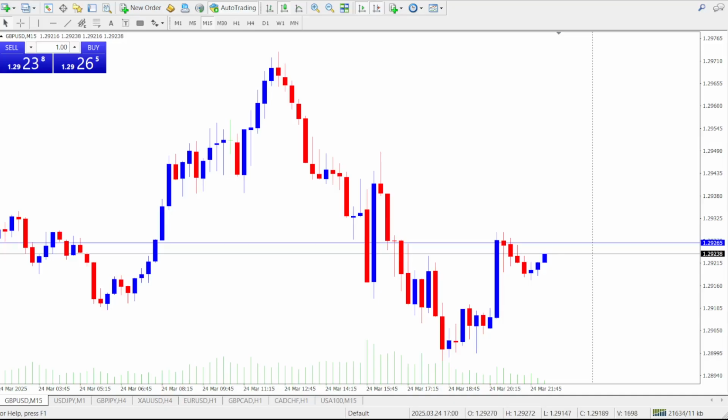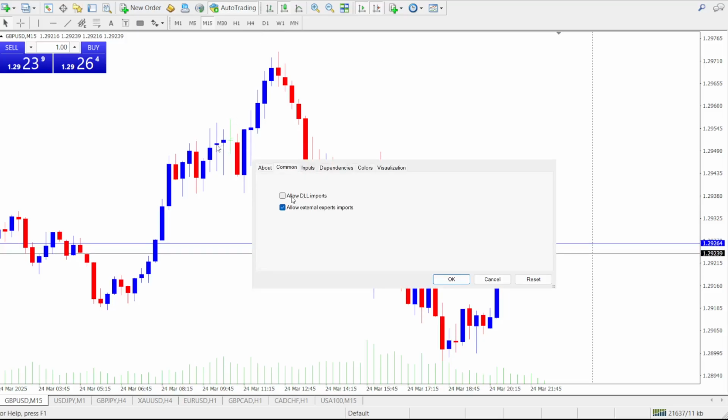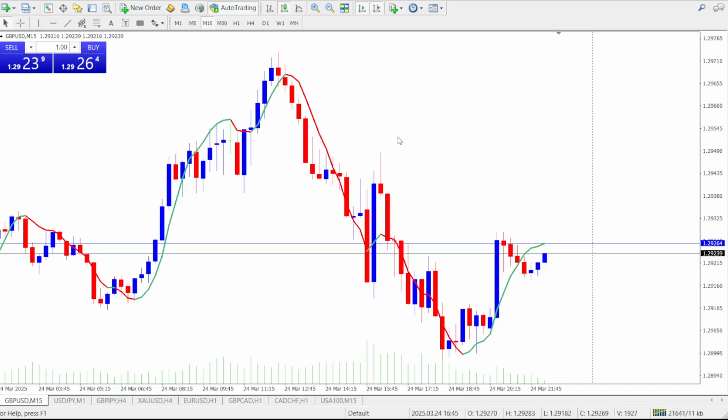Now let us break down how this indicator works and how you can use it to improve your trades. I'm going to add the indicator to the chart right away. The FX Sniper indicator. So this is how the indicator looks like.